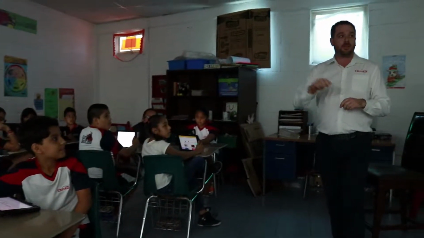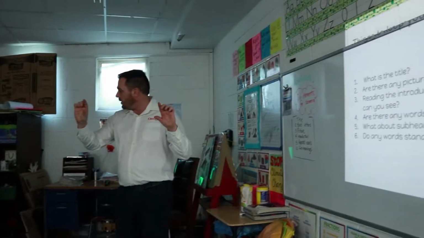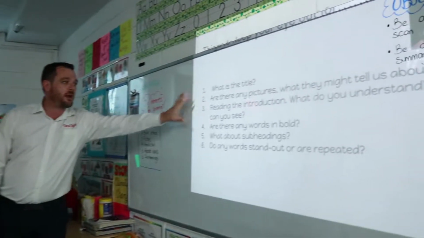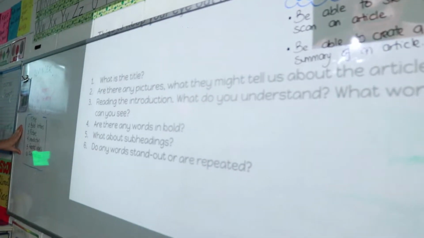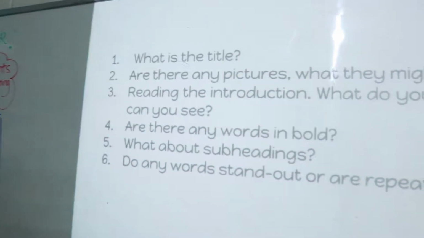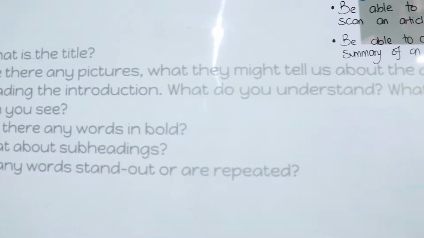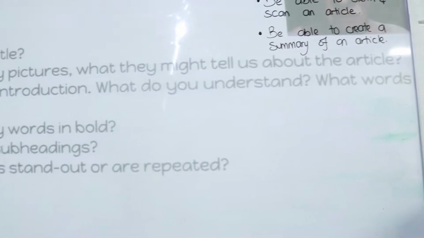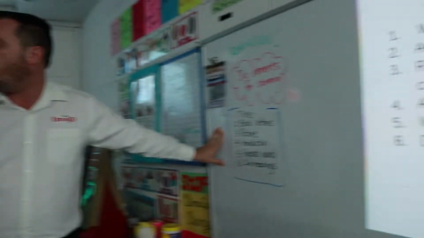And then what are we going to do after we've done that? Remember what we're going to do, let me tell you. We're going to circle the 6 elements which are here and also here so that you can show me your understanding of where to look for information when we're skimming or scanning an article.